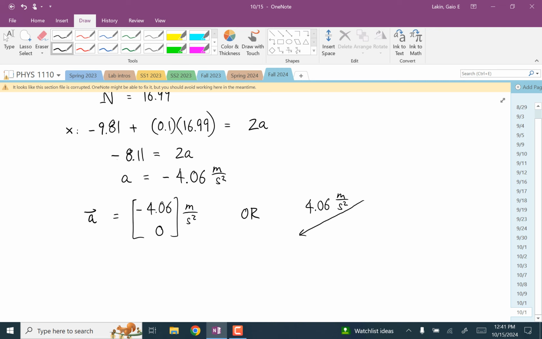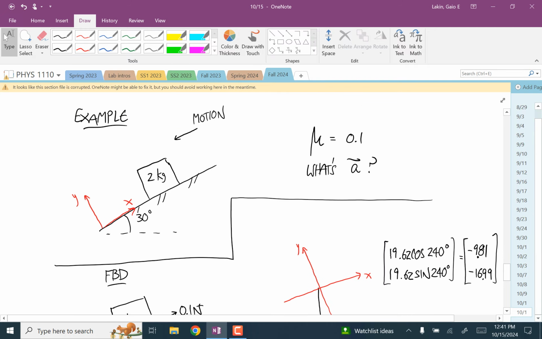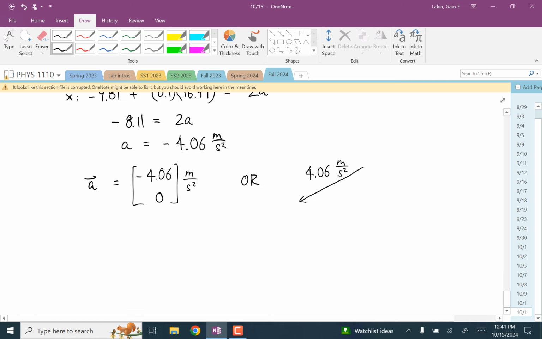So is this object speeding up or slowing down? It's speeding up because the motion tells you the direction of the velocity. In this case we got that the acceleration and velocity are in the same direction, so that means speeding up. Okay.